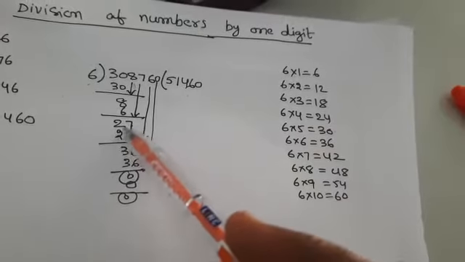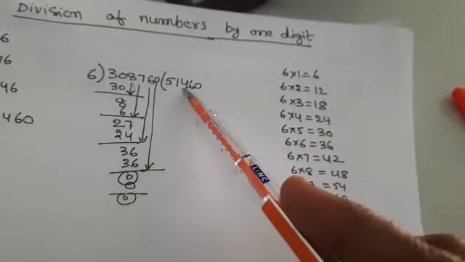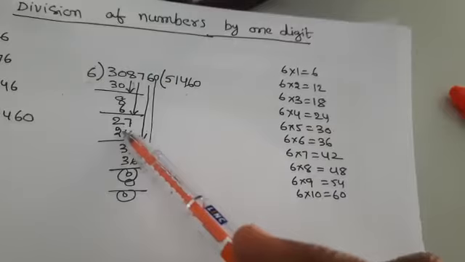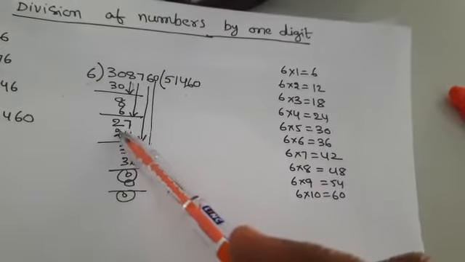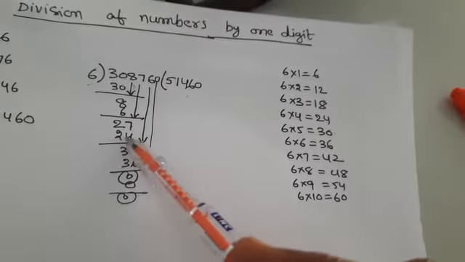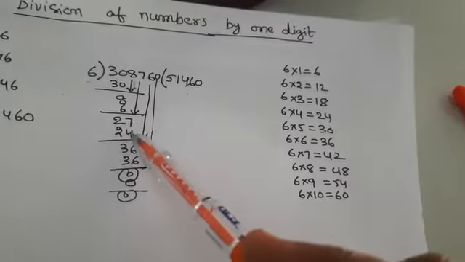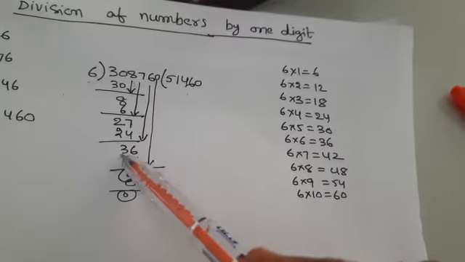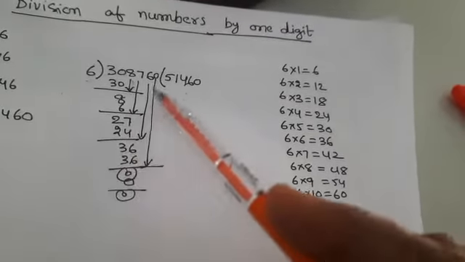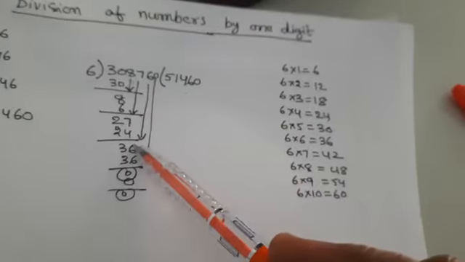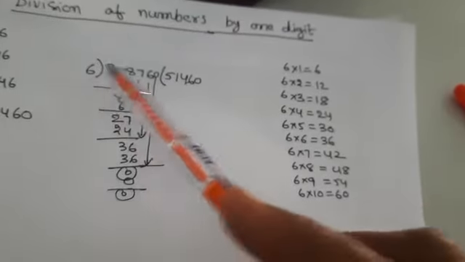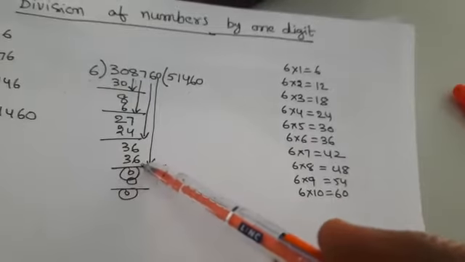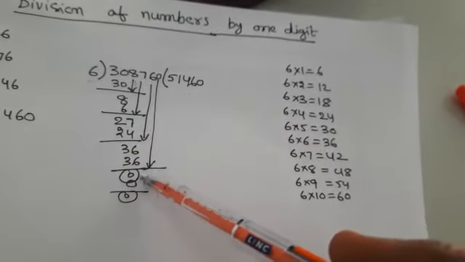27 minus 24. You write 4 here in the quotient, and take 24 below. After that you subtract, 7 minus 4, you will get 3. Again you bring down 6. Then how many times will it go here? 6 6s are 36.